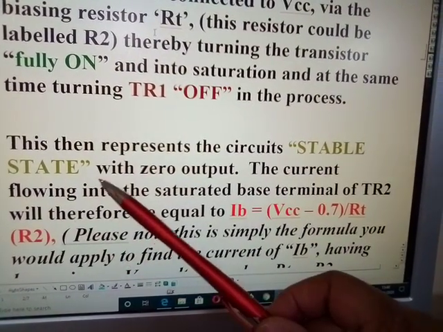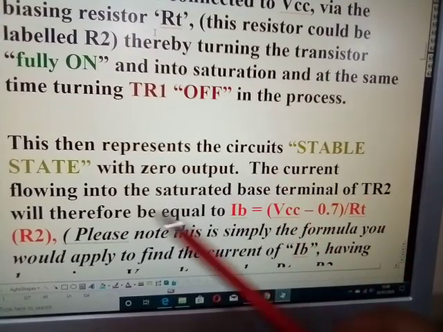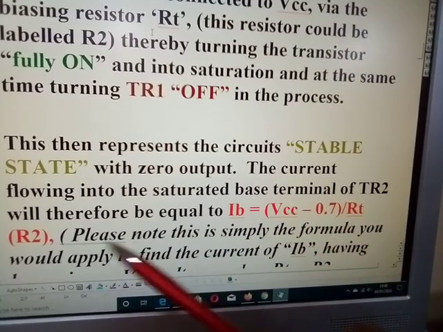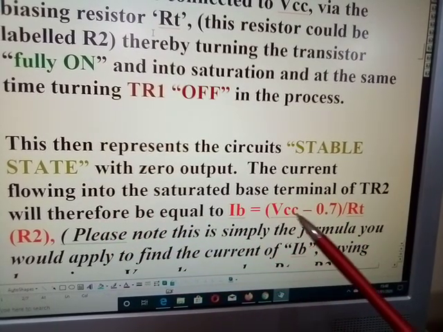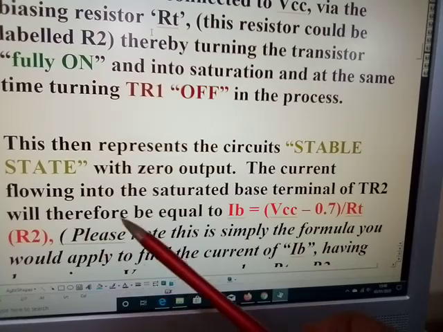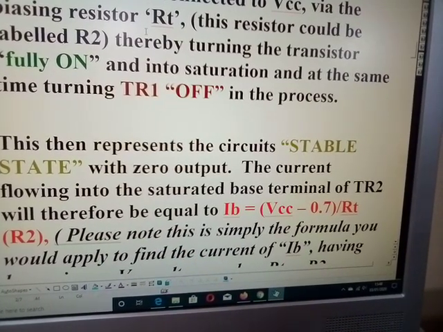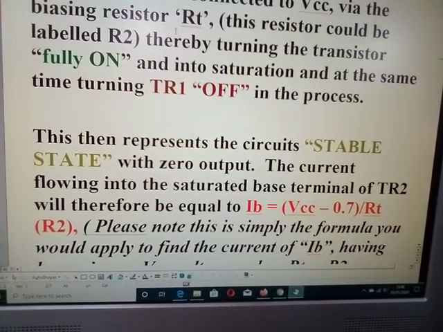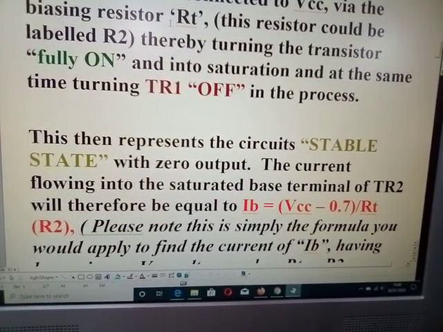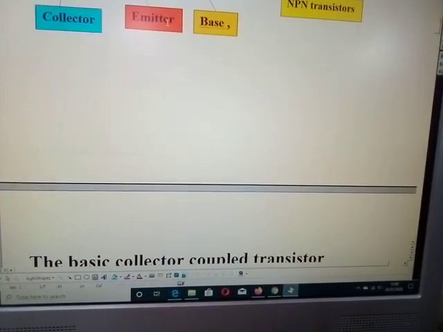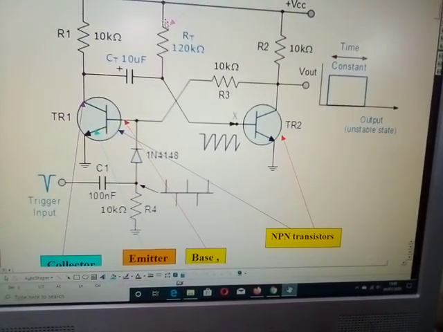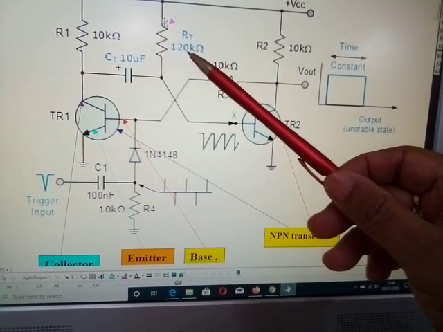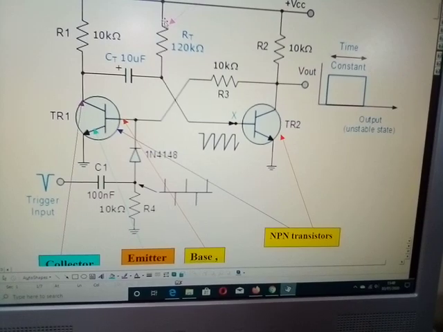This then represents the circuit's stable state with zero output. Now the current flowing into the saturated base terminal of TR2 will therefore be equal to IB equals VCC minus 0.7 divided by RT. Now RT is the value of the resistance, so let's go back and look at RT. Okay, so we know which RT we're talking about, and we know RT is 120,000 ohms, 120k ohms if you prefer.